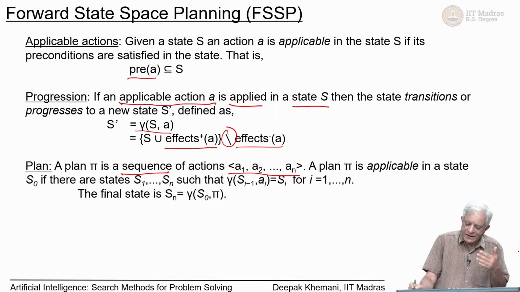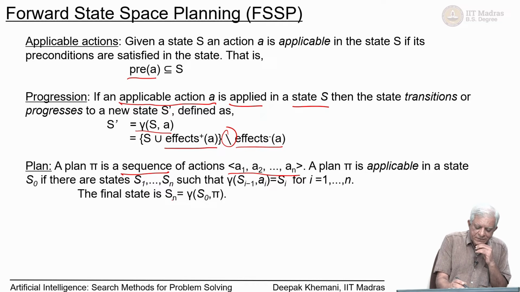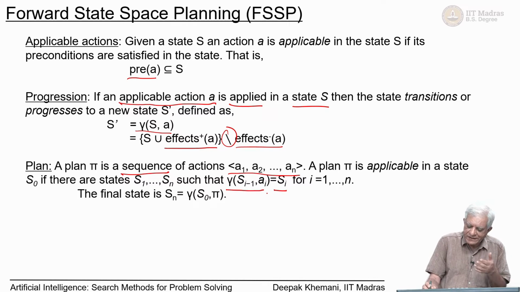but in general the terminology we use is that a plan pi is applicable in a state S0 if there are states S1 up to Sn such that each Si, for i more than 0, is computed by progressing from Si minus 1 using the action Ai, for all i equal to 1 to n. So, you start with S0, then apply action 1 and you go to S1, then you apply action 2 and go to S2 and so on.